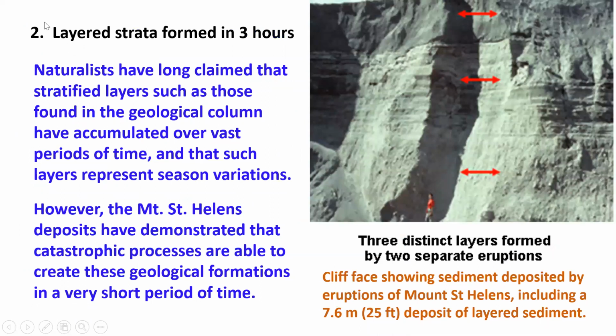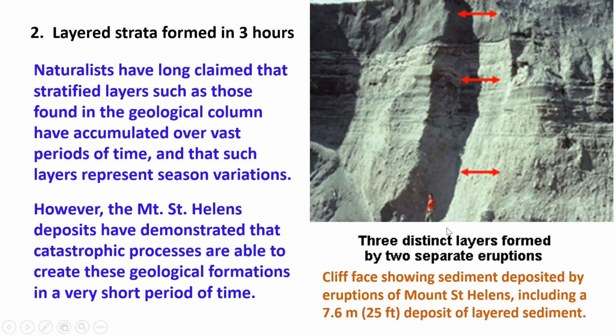Okay, second wonder of Mount St. Helens is the layered strata was formed in just 3 hours. And naturalists have long claimed that stratified layers, like those found in the geological column, actually accumulated over vast periods of time, and these layers represent season variations. Many seasons, they cause all these layers. But then Mount St. Helens deposits have demonstrated that catastrophic processes are able to create these geological formations in a very short period of time.